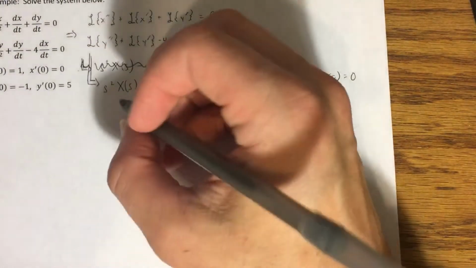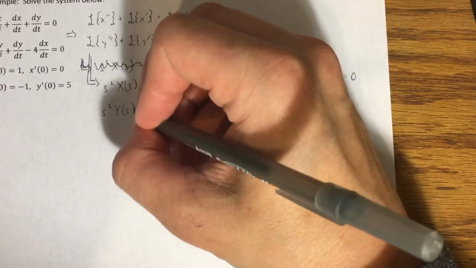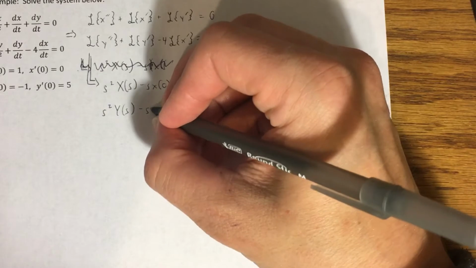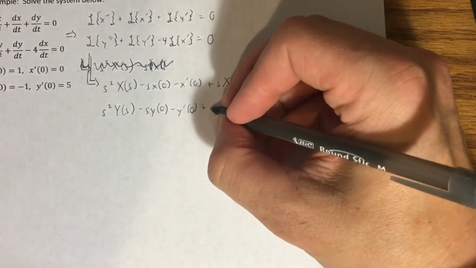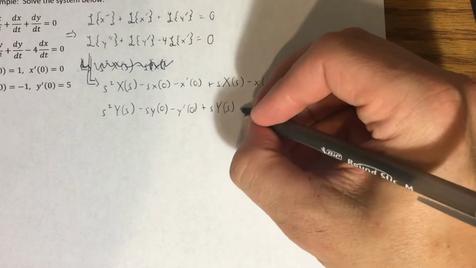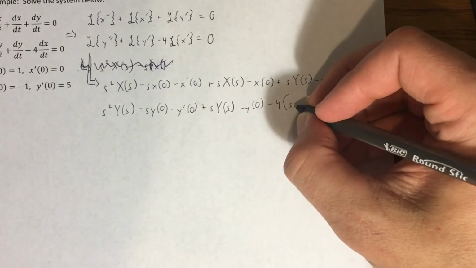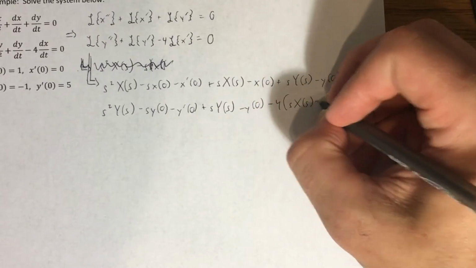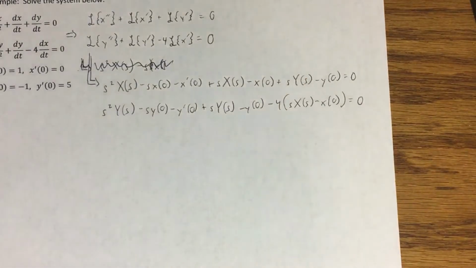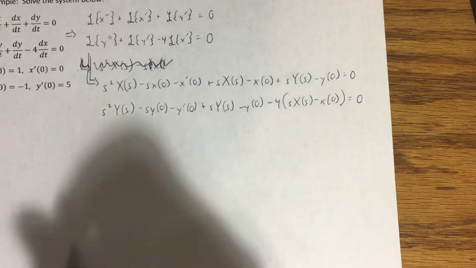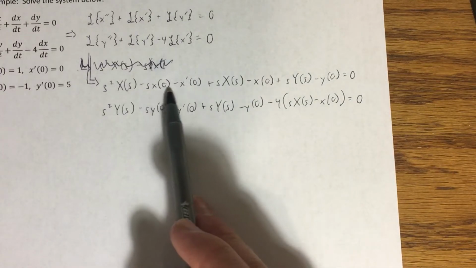Second equation is going to look like s squared y of s minus s y of 0 minus y prime of 0 plus s y of s minus y of 0 minus 4 times s x of s minus x of 0 equals 0. So we have a lot of simplifying to do. We can use our initial conditions to definitely simplify a lot of this.